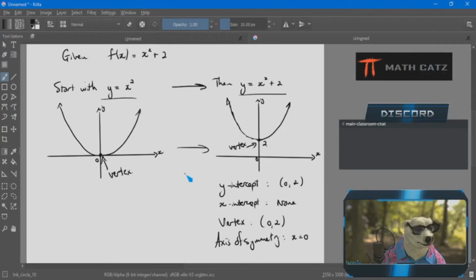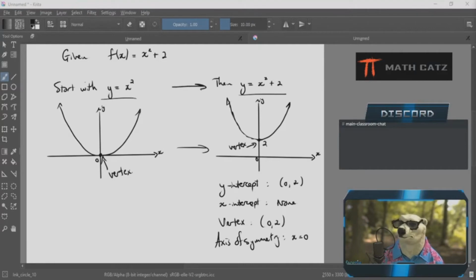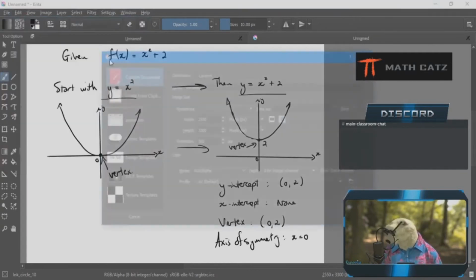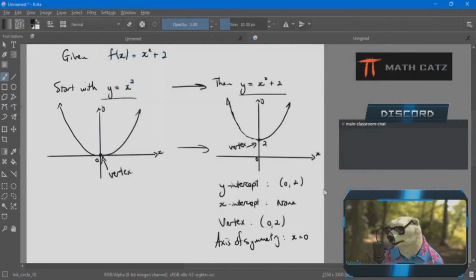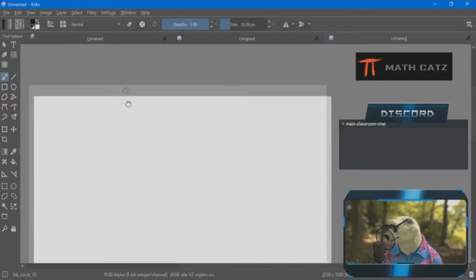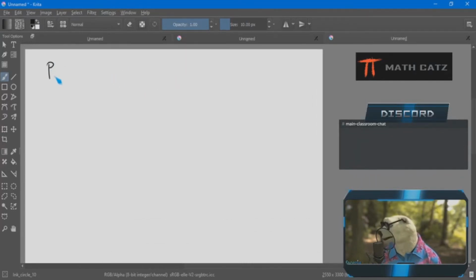If we change the function in a specific way, the change in the graph is predictable. And our first one is a vertical shift. I want to do problem 1.8 as well. Just make a new page first. Problem 1.8, number 1.